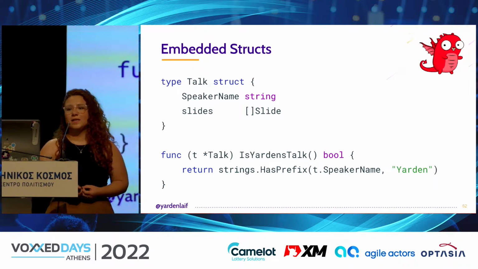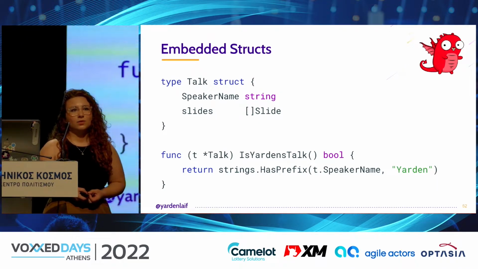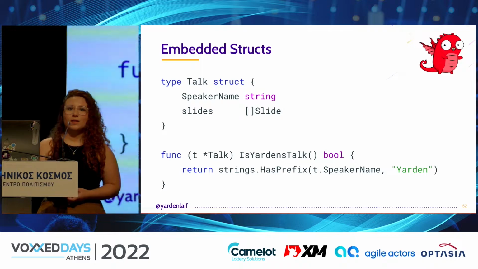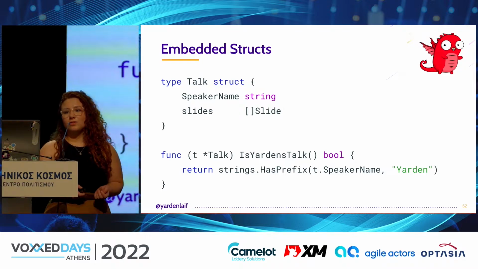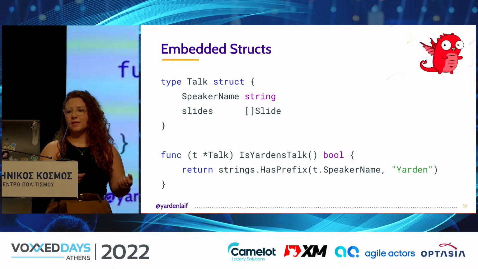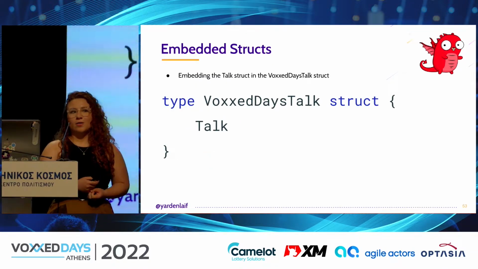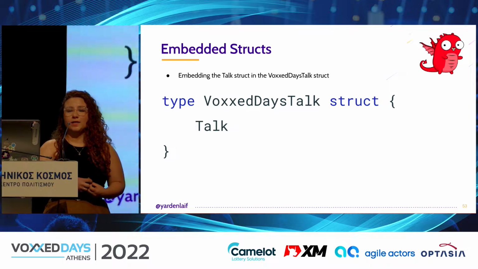Well, in Go, there's this thing called embedded structs, which means that you can embed a struct in another struct. In this case, we'll take the same example that I took before, the talk struct with the speaker name and slides fields and the is_Yarden's talk method. Now, I do want to create a different struct that will embed this struct. In this case, the struct will be Voxxed talk. And the right way to say this is that Voxxed talk embeds the talk struct.